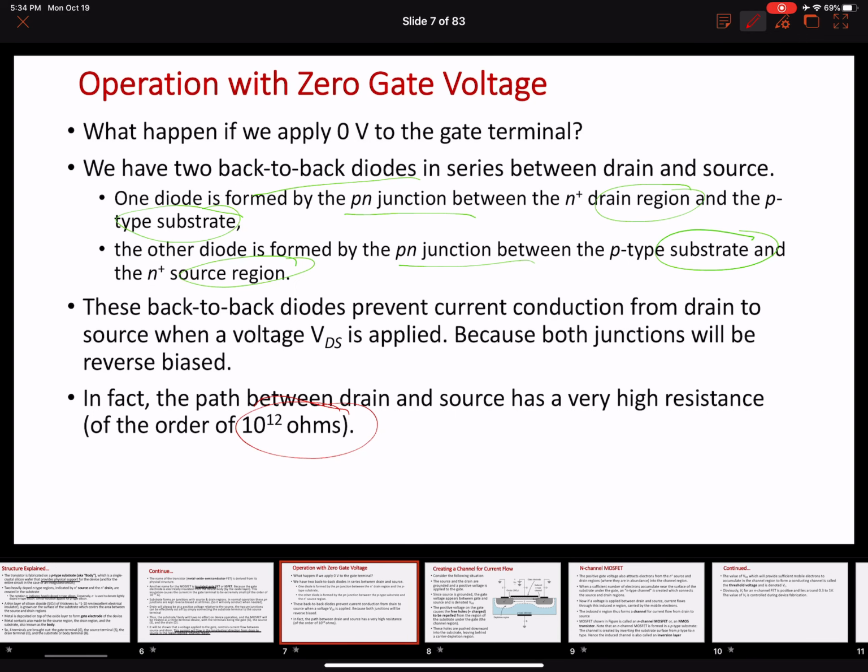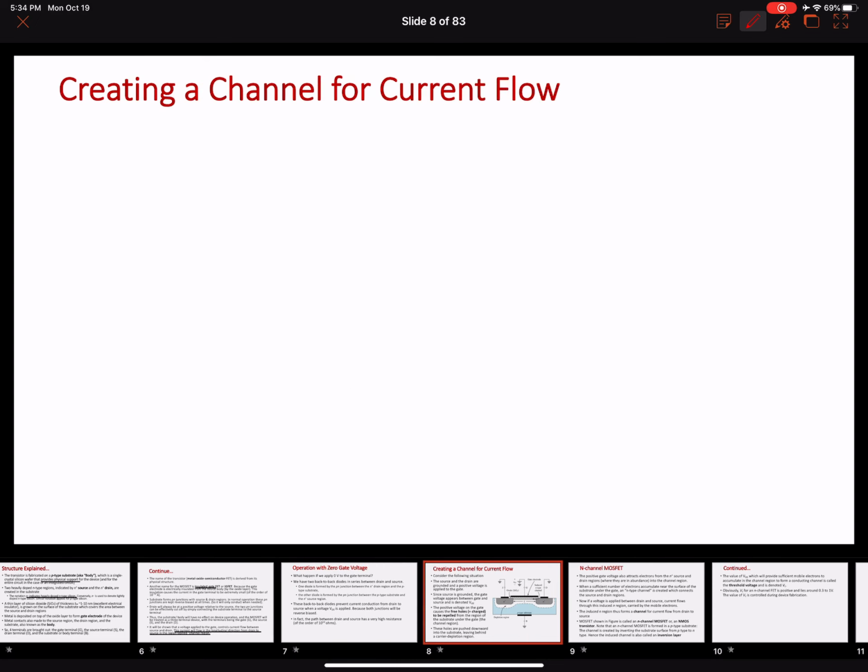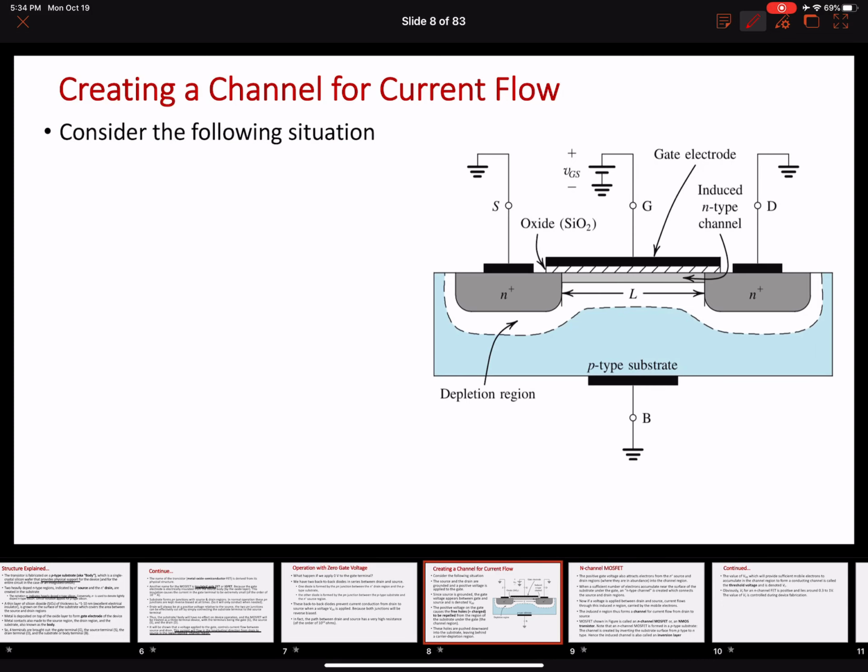Okay, now let's start talking about how the current flow actually happens, right? Okay, so consider the following situation. So this is the same transistor.